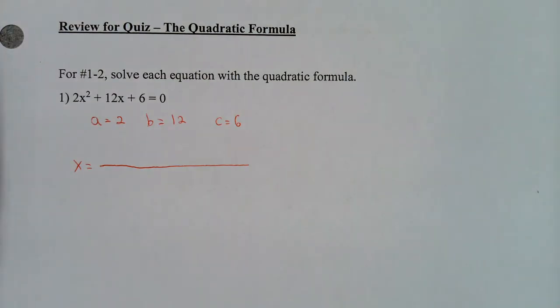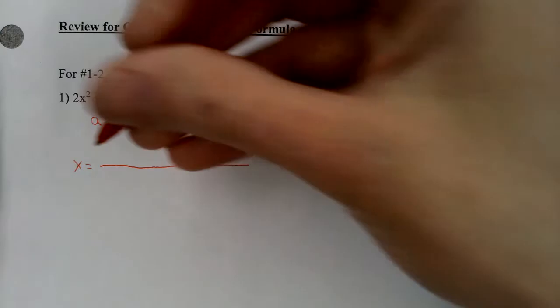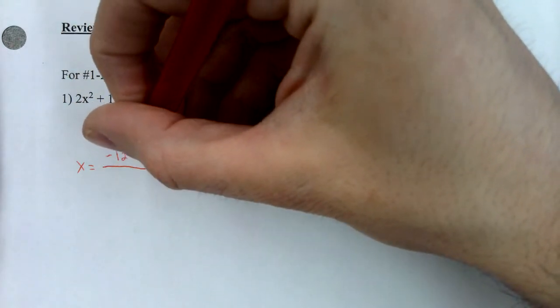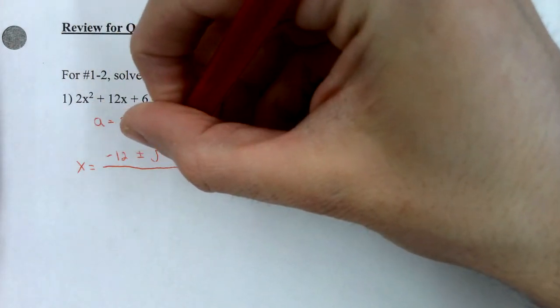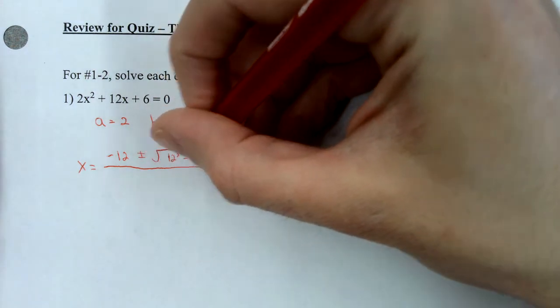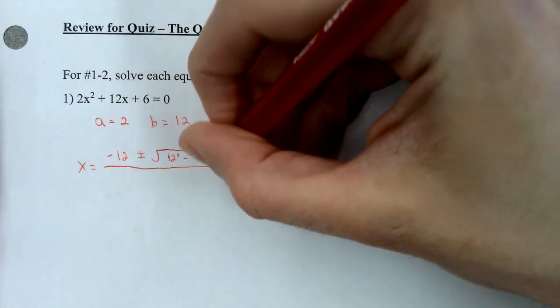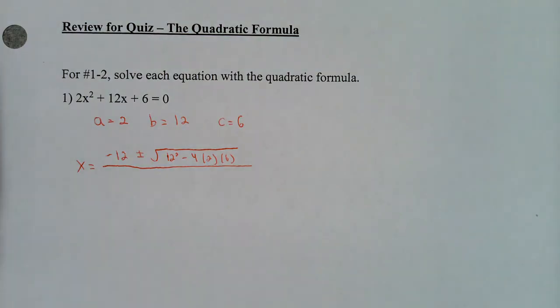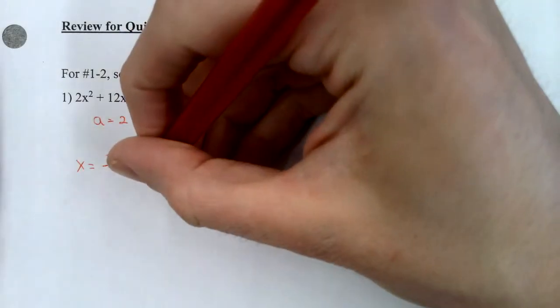X equals opposite of b. So opposite of b means negative 12, plus or minus square root of b squared, which is 12 squared, minus 4 times a, which is 2, times c, which is 6. It's all divided by 2 times a, so it's all divided by 2 times 2.